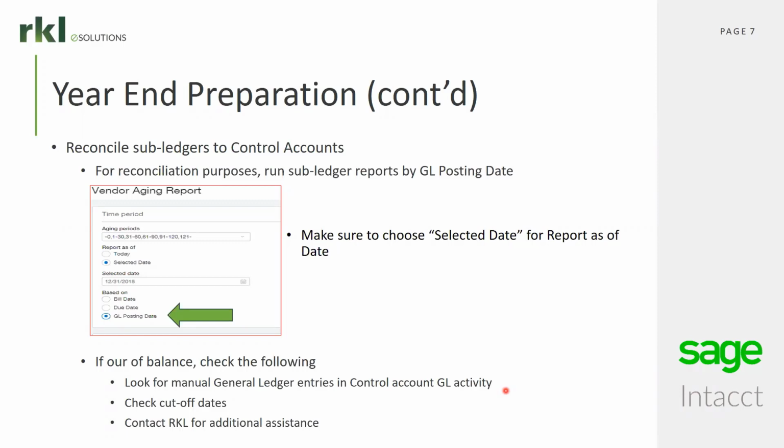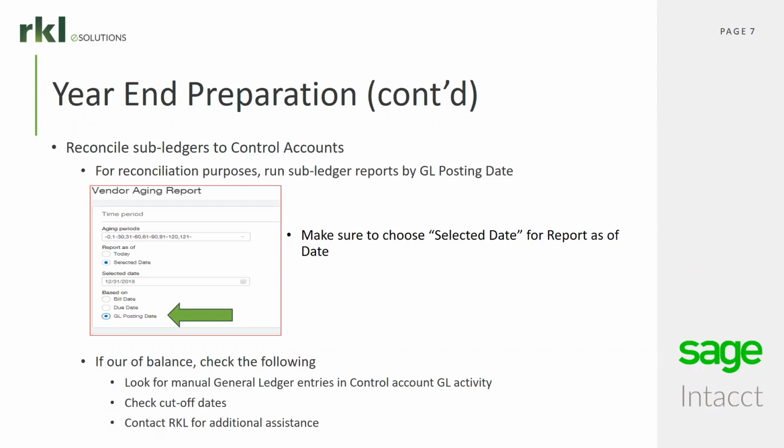But anyway, we're going to look to see if there's anything in there where you posted a journal entry directly to the GL. And we always, always, always tell you guys never, ever, ever post anything to a general ledger account using those AP or AR control accounts. Let the system do that through bills, through invoices, that type of stuff. Okay. Check cutoff dates. And when all else fails, contact RKL for additional assistance.